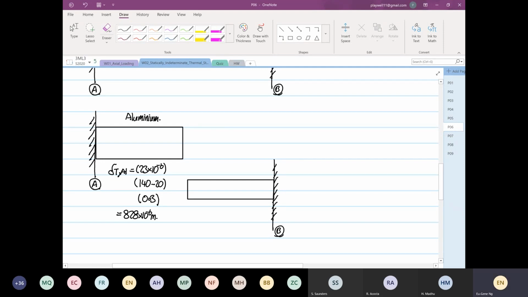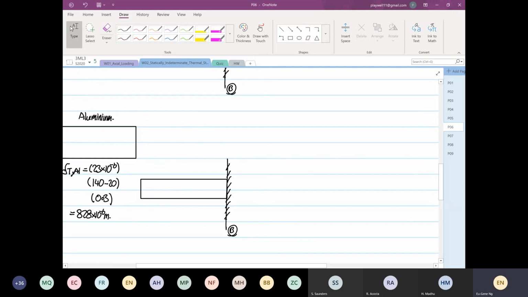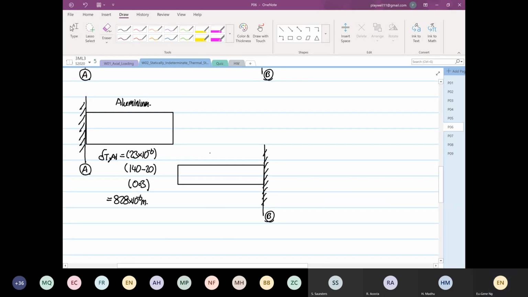We allowed it to expand. And then the next one, we're going to look at the stainless steel. So this is the easy part. So this will be equal to, the coefficient of thermal expansion is 17.3 times 10 to the power minus 6. The change in temperature 140 minus 20. And then the length for this case is 0.25. I do apologize. All these are plus.